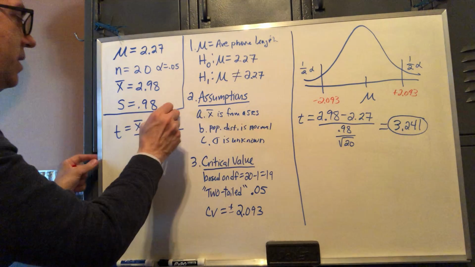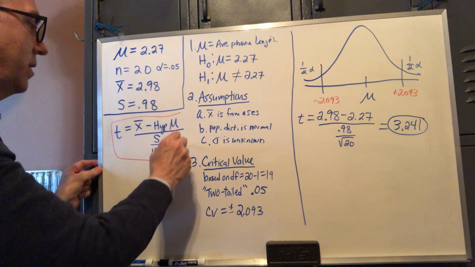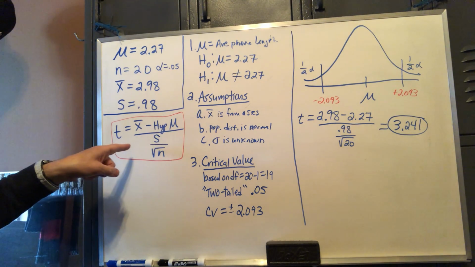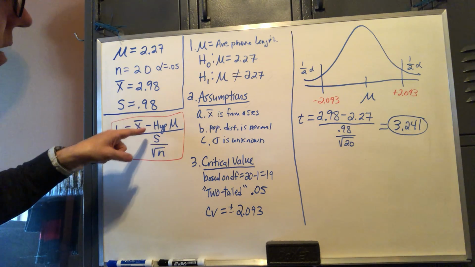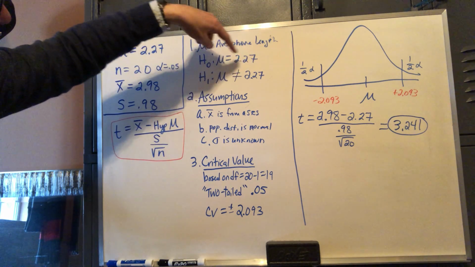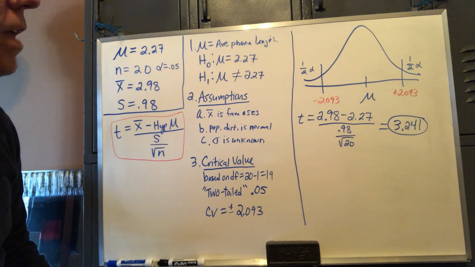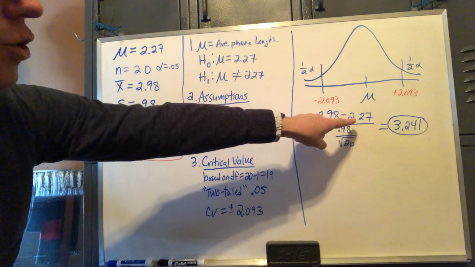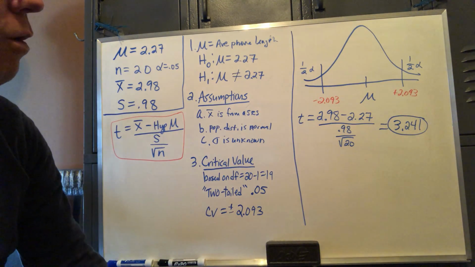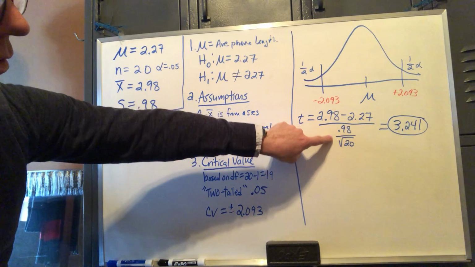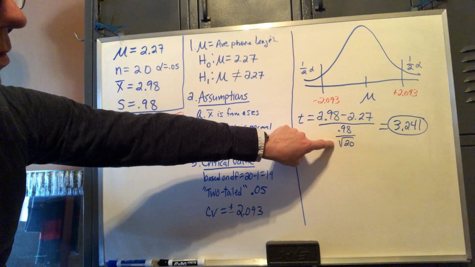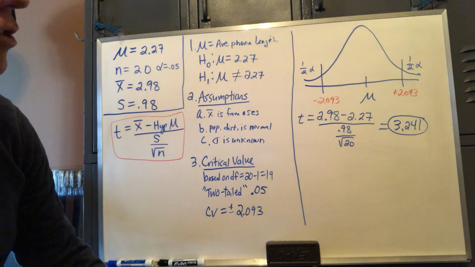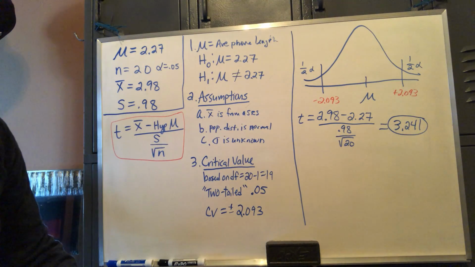All right, let's go ahead and do our calculation. This calculation is based on this formula. All formulas are given on the test, so don't worry about formulas. The t-test statistic is equal to x bar minus the hypothesized mu, that's this number up here, divided by s over radical n. It's kind of like a z-score. It's a t-score. So I plug my numbers in: 2.98 minus 2.27 divided by 0.98 over radical 20. I would do 0.98 divided by radical 20 first to get a number, then subtract the other two, and get a number over a number, a fraction. Divide, and you're going to get positive 3.241.